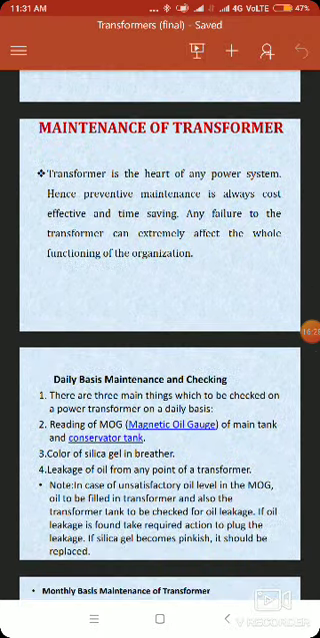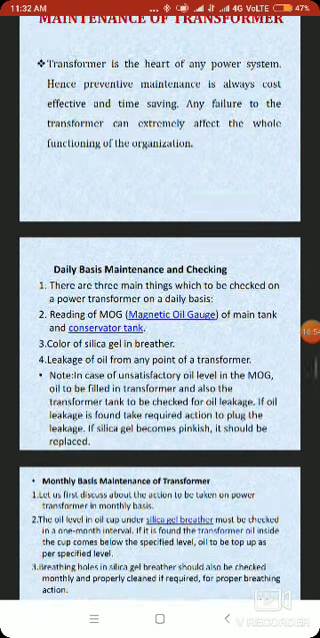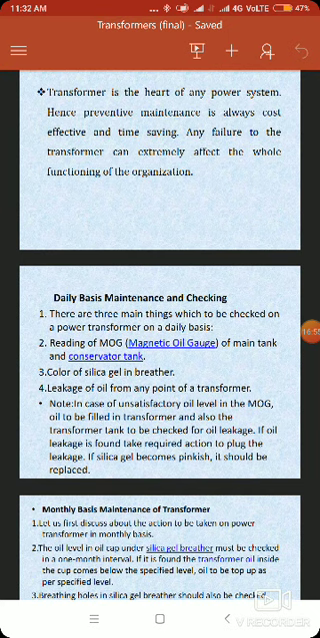Basically, as we know, it's not always possible to get a shutdown for a transformer. So daily we can only take some precautionary measures, or monitor what we can to understand the condition of the transformer. For daily maintenance and checking, there are three main things. We read the MOG, magnetic oil gauge, of the main tank and conservator tank, which indicates the oil level.